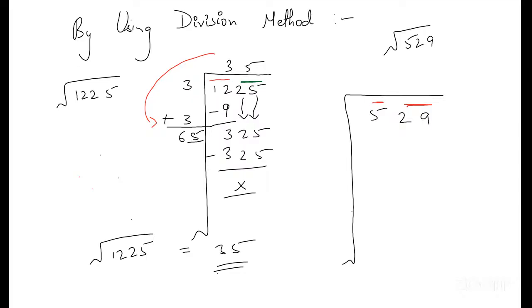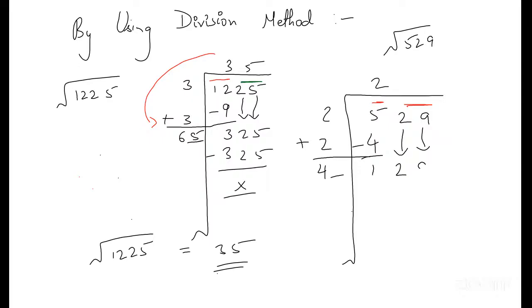So 2 twos are 4, and 3 threes are 9. 3 threes are 9 will be bigger, so I will take 2 twos are 4, minus 1. Now I will add 2 again to the side, so it becomes 4 and then put a dash. Then bring down the next pair, that is 2 and 9.